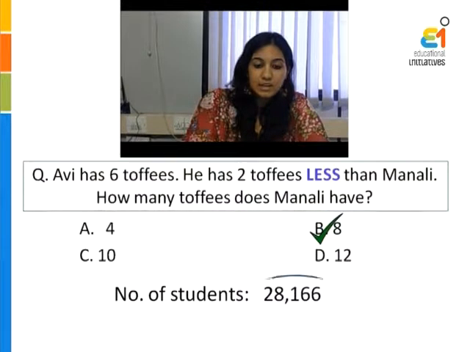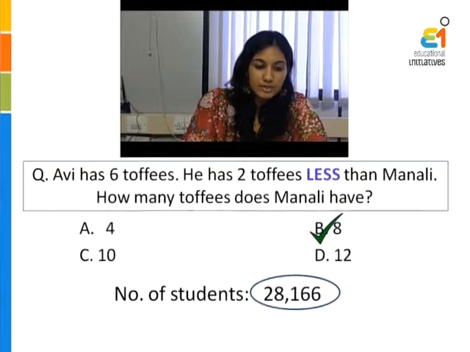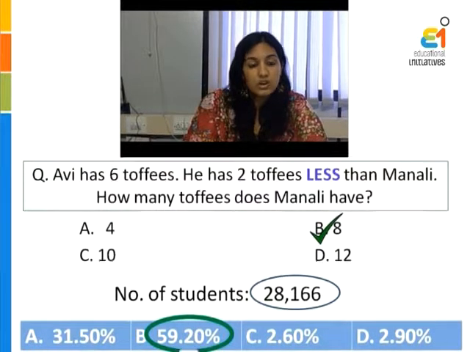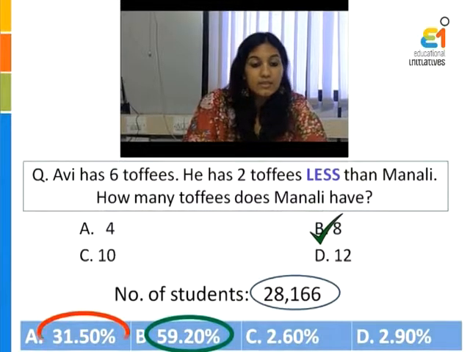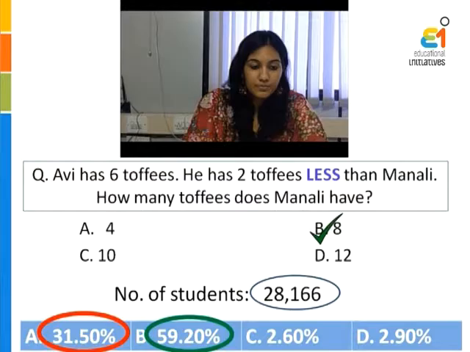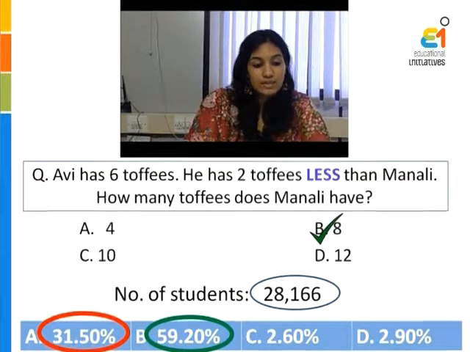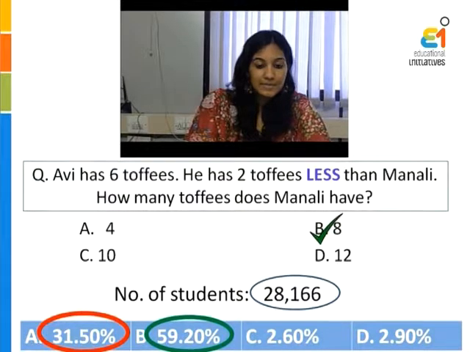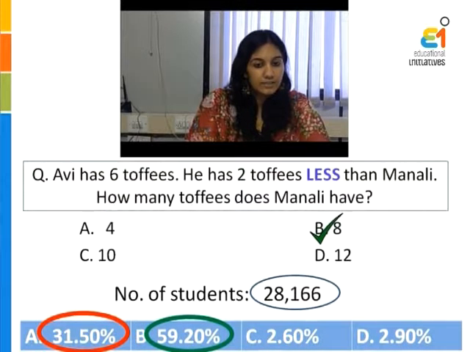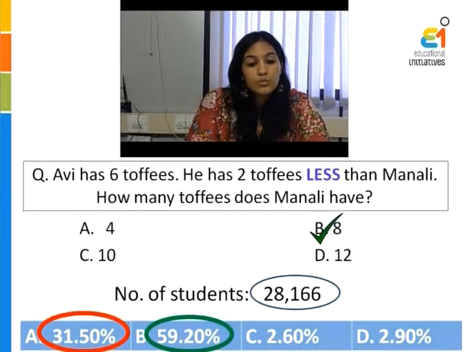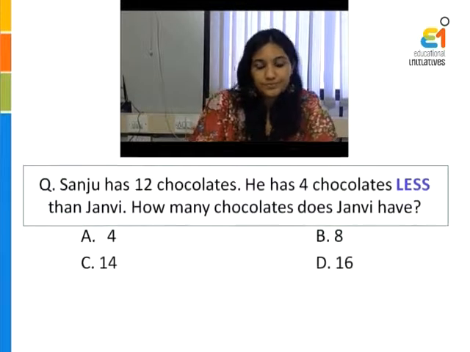The performance data of over 28,000 students has been shown below. 59% of the students got this question correct. 31% of the students selected option A, that is 4. Chances are that students get carried away by the word less and subtract 2 from 6 instead of adding the numbers together. At the core, this probably points to a difficulty in interpreting word problems as a whole.